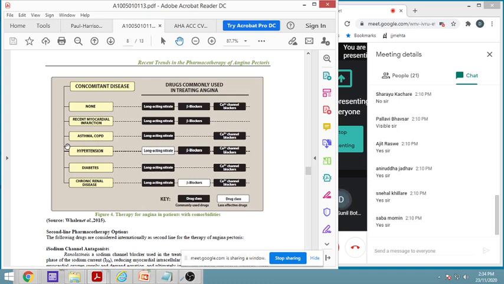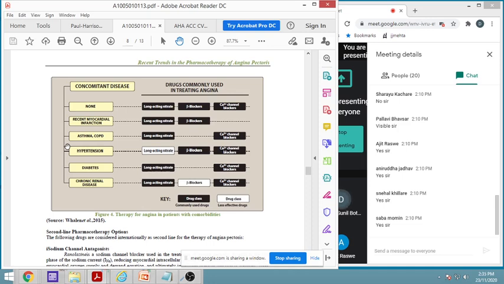Then if it is a recent myocardial infarction, go for long-acting nitrate first, and then go for beta blocker. If it is a case of asthma or COPD, try to avoid beta blockers, because we know beta receptors act on the bronchi, and their action there can cause bronchoconstriction. So use long-acting nitrates and calcium channel blockers in this case.